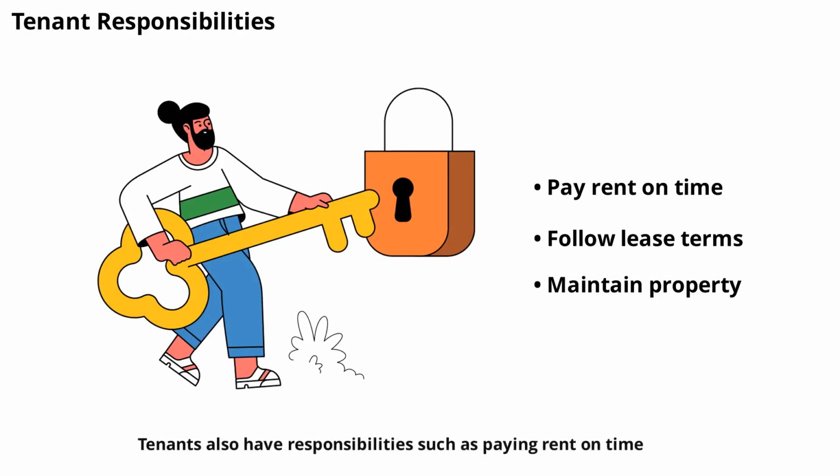Tenants also have responsibilities such as paying rent on time, following lease terms, and maintaining the property. If a tenant fails to meet these obligations, the landlord may have grounds for eviction. Tenants should communicate promptly with their landlord if they face difficulties, as early discussion can sometimes prevent eviction.